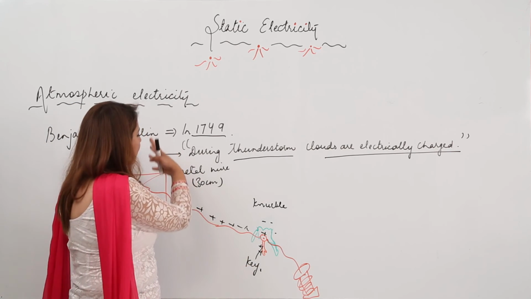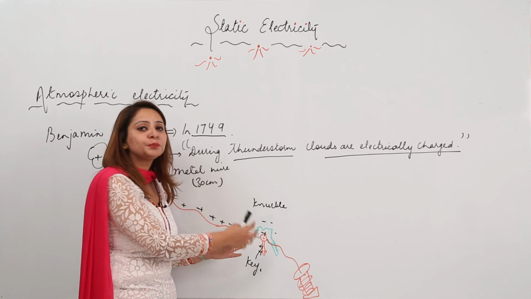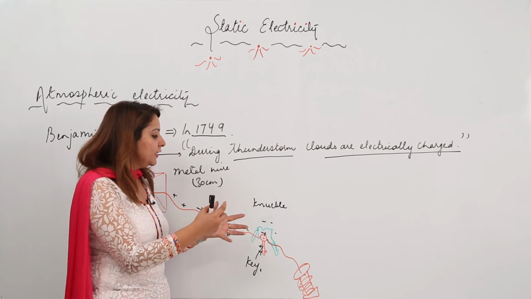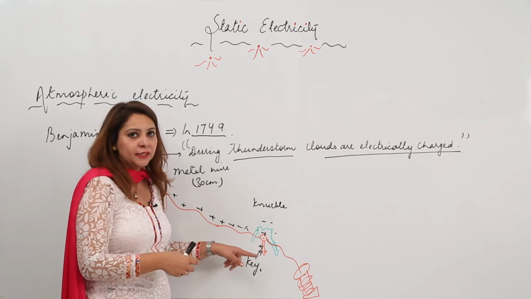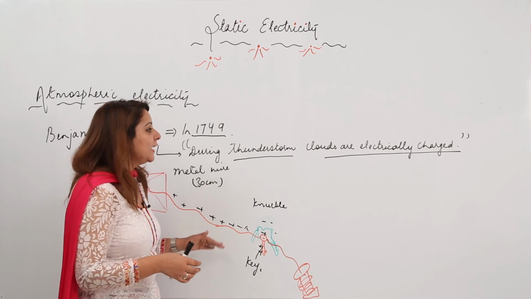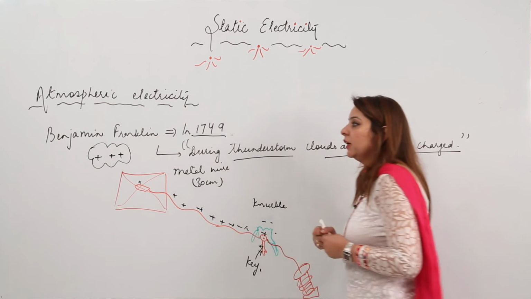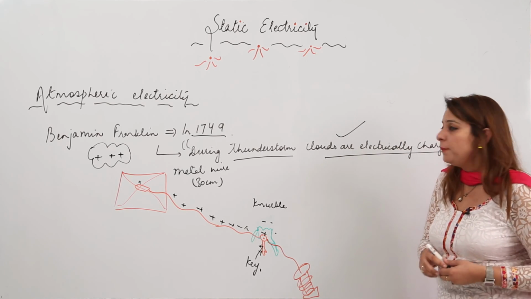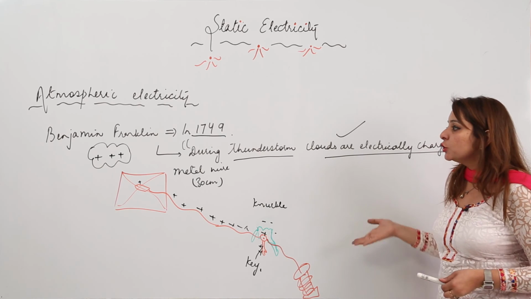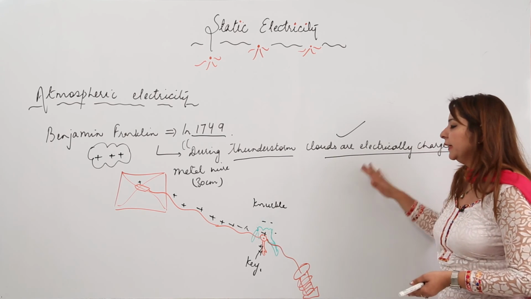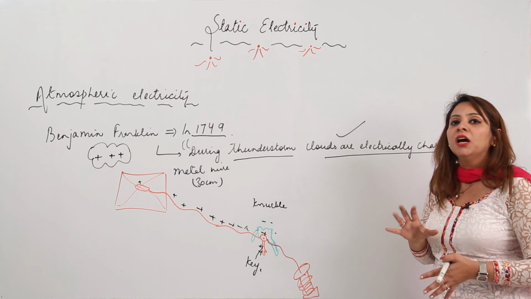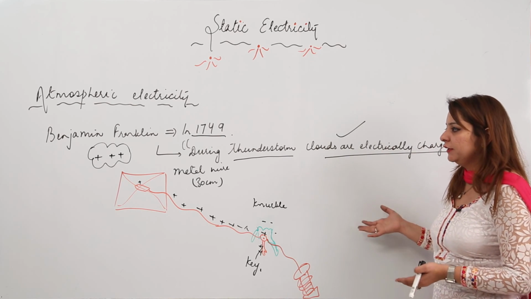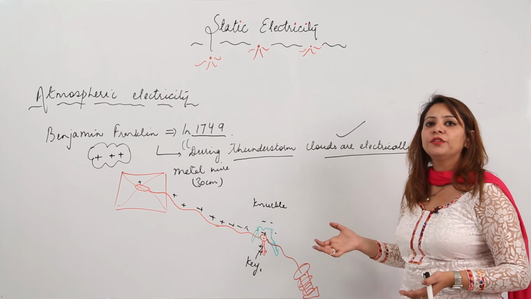So all the charge that was flowing got collected in the key, and due to induction the knuckle also got charged. So whenever the knuckle was close to the key, there was a certain kind of spark. This proves that the charge is flowing from the clouds, because whenever there is a thunderstorm, the clouds get electrically charged. So this experiment led to the conclusion that clouds get electrically charged, and you can say this experiment actually led to the invention of the lightning conductor.